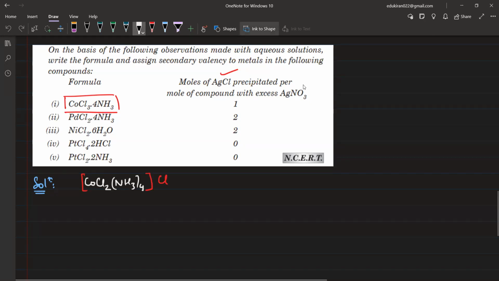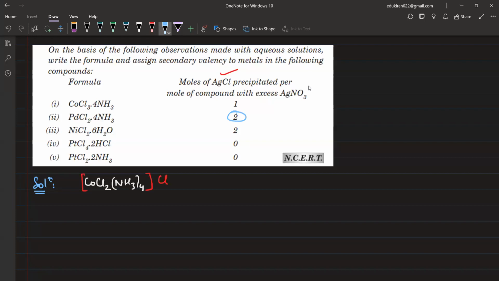Okay. All of you please see the answers now. All of you done? Yes or no? Please tell me. Has everyone written it? Okay. So please see the answers. In the second question, we have 2 chloride ions. So we have 2 moles of AgCl. That means there will be 2 chloride ions outside the coordination sphere.